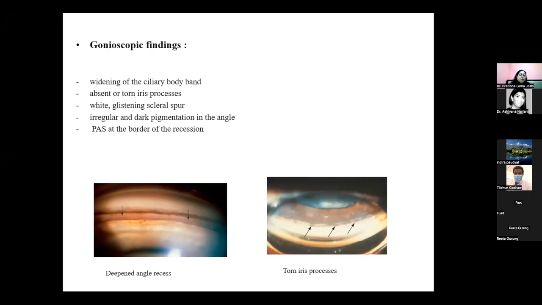We will see a widening of the ciliary body band. There are absent or torn iris processes. The scleral spur may be visible. There will be irregular and dark pigmentation in the angle, and peripheral anterior synechiae can be seen at the border of the recession. In this first picture, we can see a deepened angle recess due to the trauma. And in the second picture, the arrows point towards the torn iris processes.